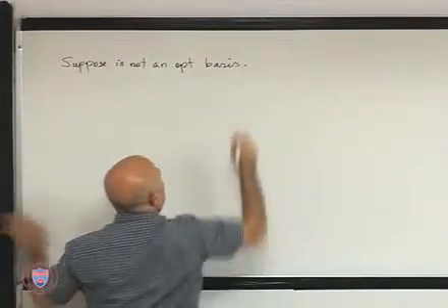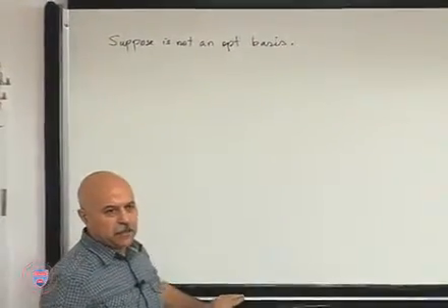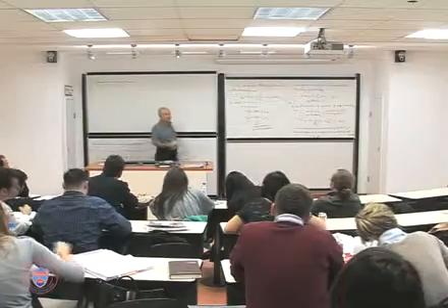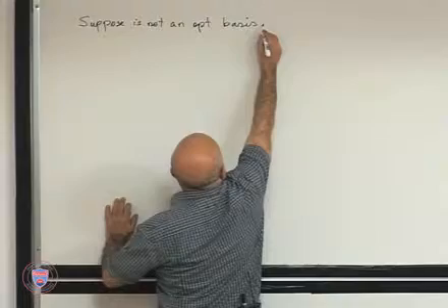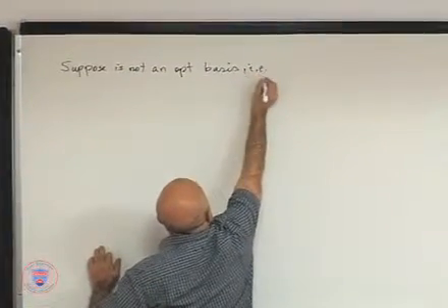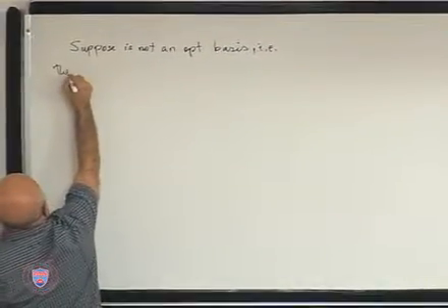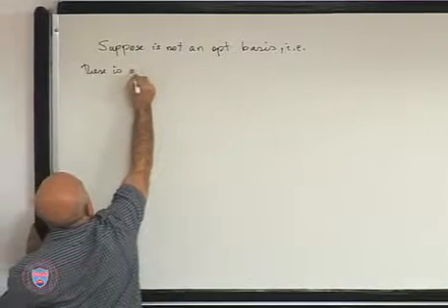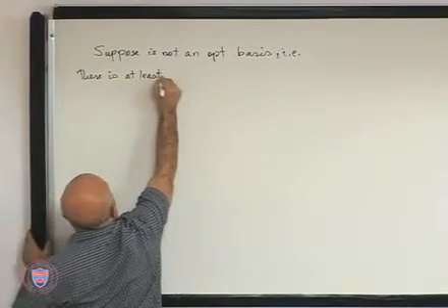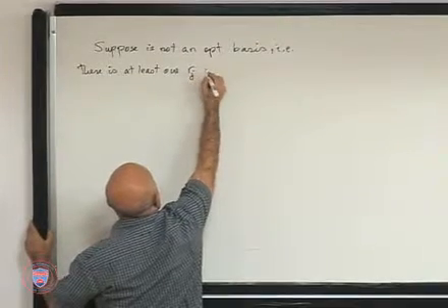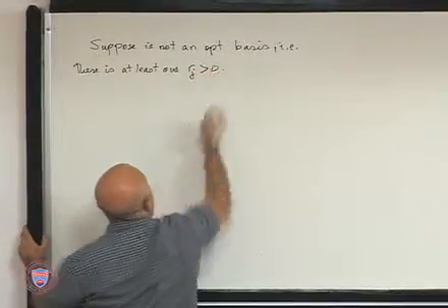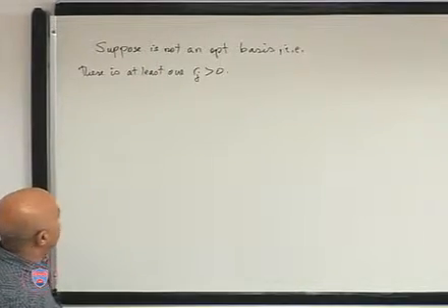So let's just assume B is not an optimal basis, which means that the termination criterion is not satisfied. So we're assuming that there is at least one Rj which is positive, again relative to a maximization problem.